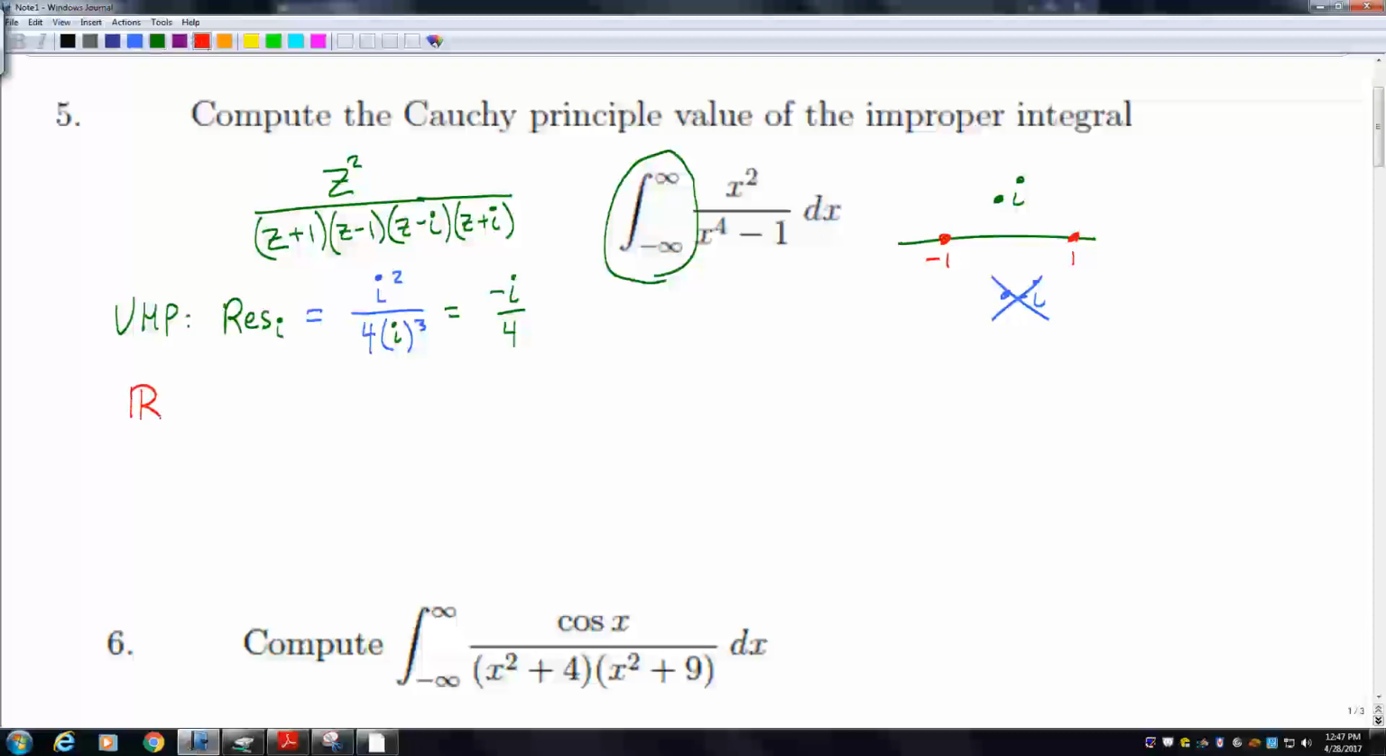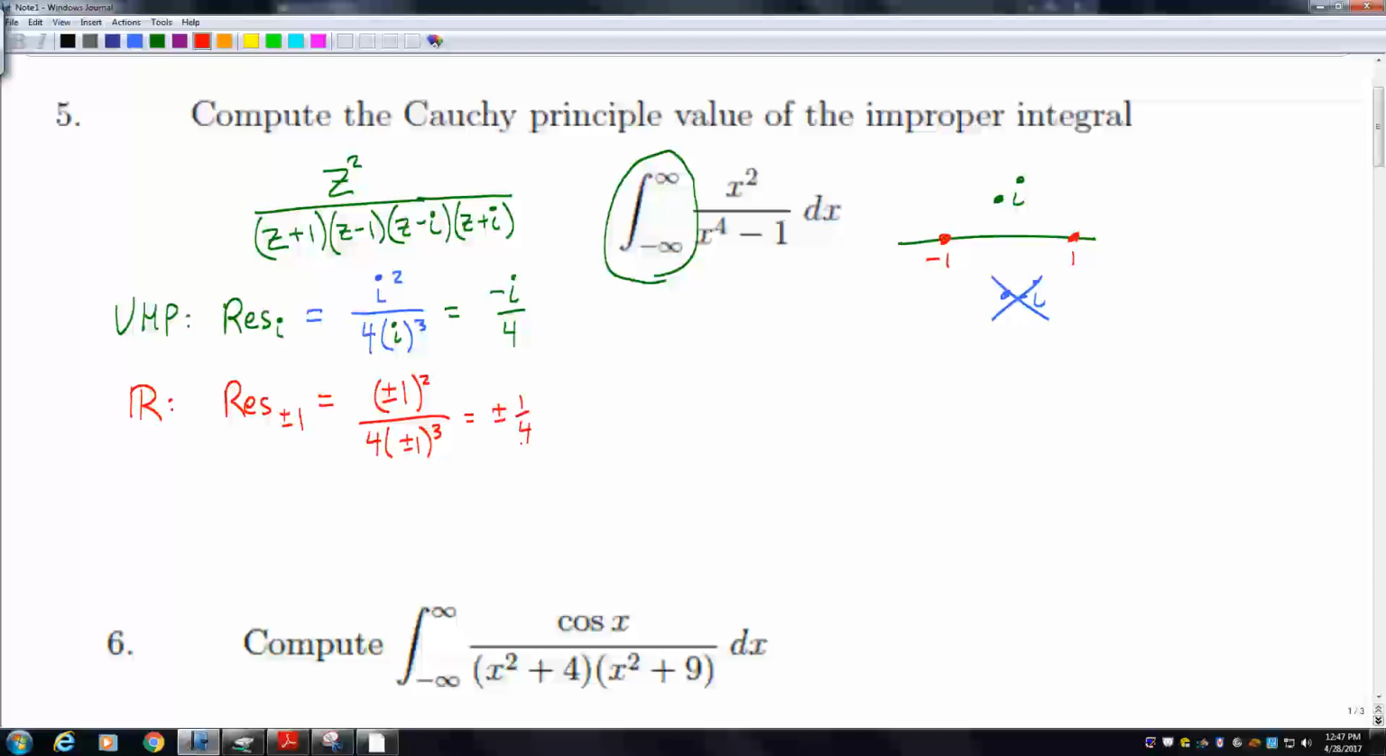And then on the real line, we have singularities at plus or minus 1. And those are simple poles. So again, same formula. I can just use the derivative of the denominator, and plugging that in, I get, I guess, plus or minus 1/4.